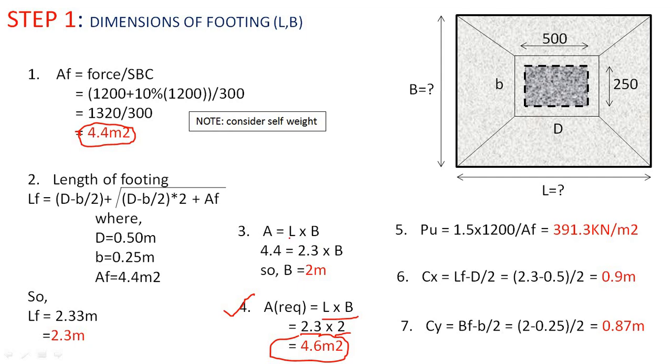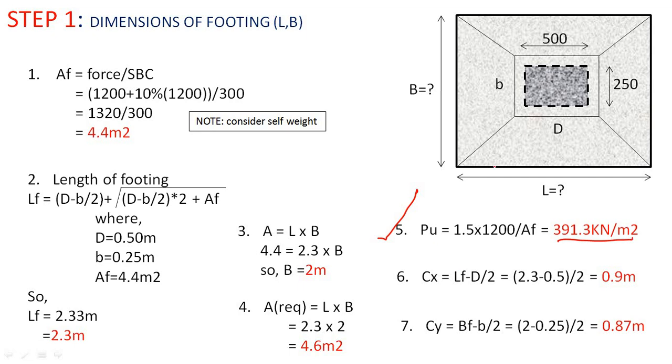Next we will find PU. PU means the ultimate load, which is 1.5 factor of safety into the load coming from the column. The load coming from the column is 1200 kilonewton, divided by the area of footing. So we will have the value of PU as 391.3 kilonewton per meter square.